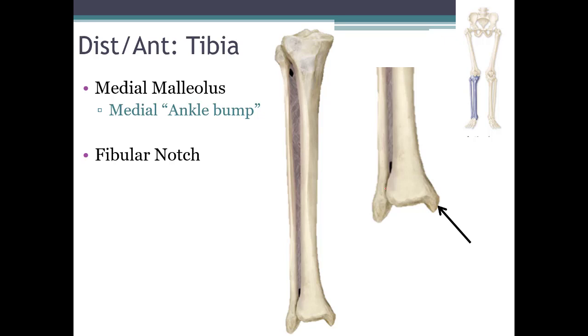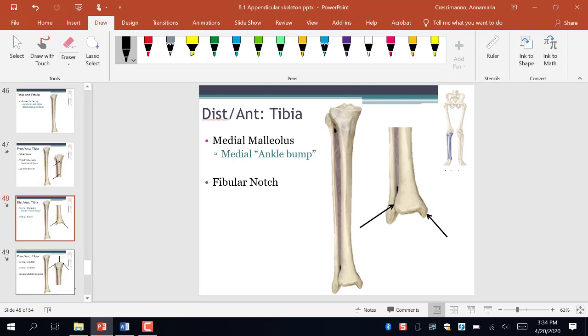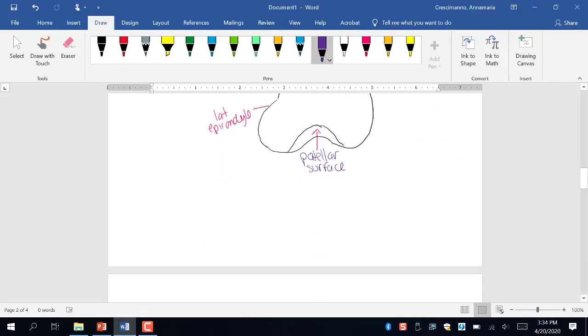Opposite of that, on the lateral side, and it's hard to see in this picture, but there is a little notch right here where the fibula will rest up against the tibia, which makes sense, right? If that notch is lateral, it's on the same side as the fibula, so fibular notch. Okay, let's step away from this real quick before we continue with the tibia and draw some of this out here.